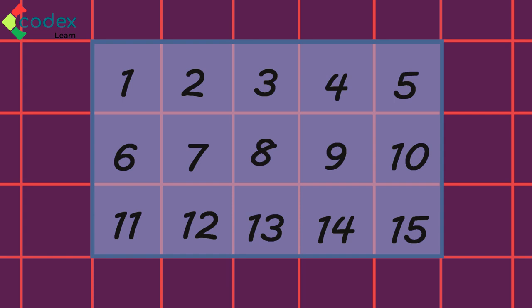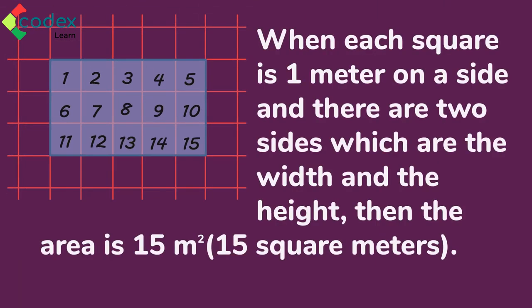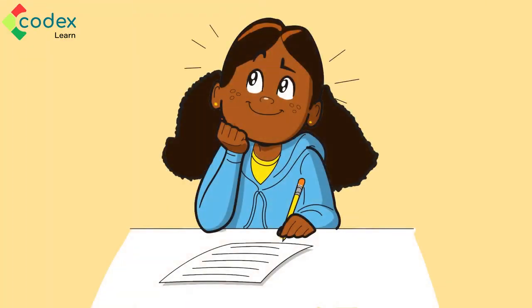We can also put the shape on a graph and count the number of squares like this. The rectangle has an area of 15. When each square is 1 meter on a side and there are 2 sides, which are the width and height, then the area is 15 meters square. What an interesting lesson, right?